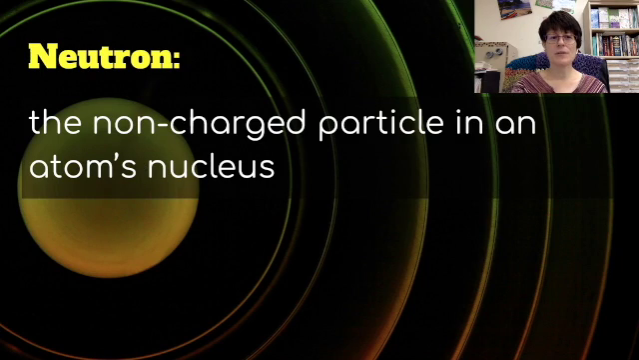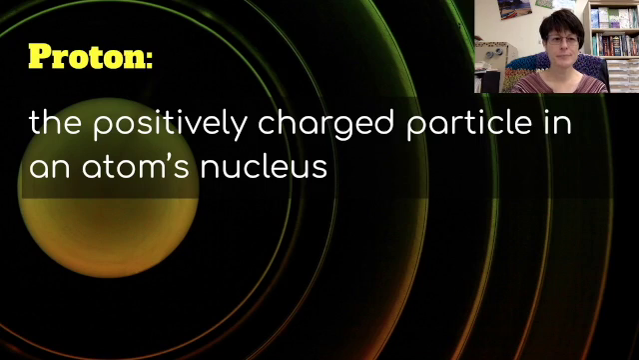Atoms can be broken down into smaller particles too. And if you recall, one of those particles in the nucleus of an atom is the neutron. This is the non-charged particle in an atom's nucleus. It's called a neutron because it's neutral. It has zero charge. Also found in the nucleus of an atom is a proton, and a proton is the positively charged particle in an atom's nucleus. So these are positively charged, and it is the neutrons and the protons that give the atom most of its mass. Okay, most of the mass in an atom is in this nucleus.